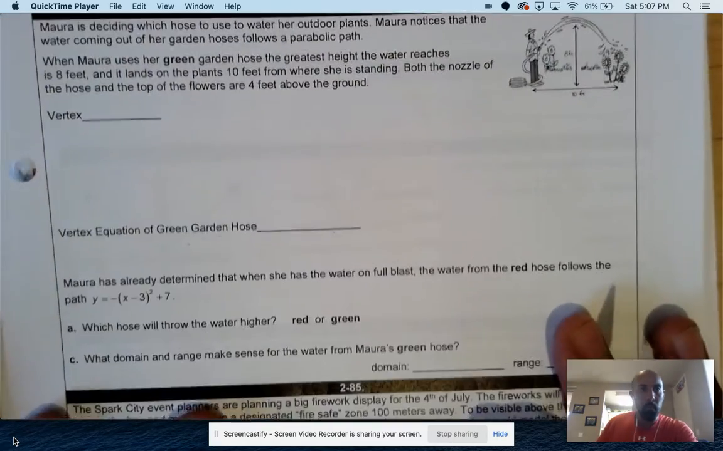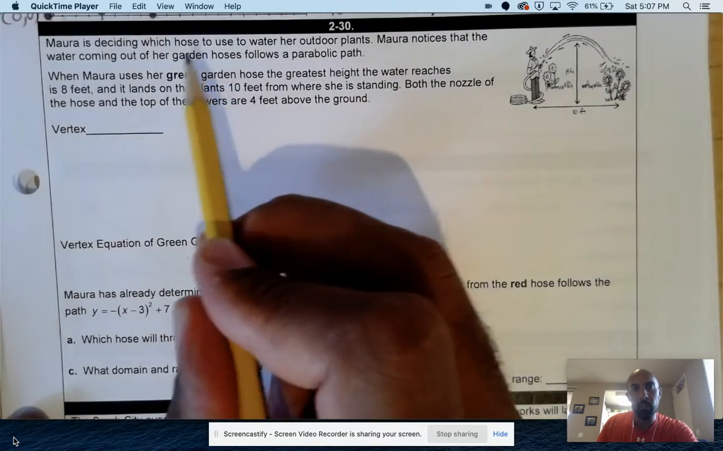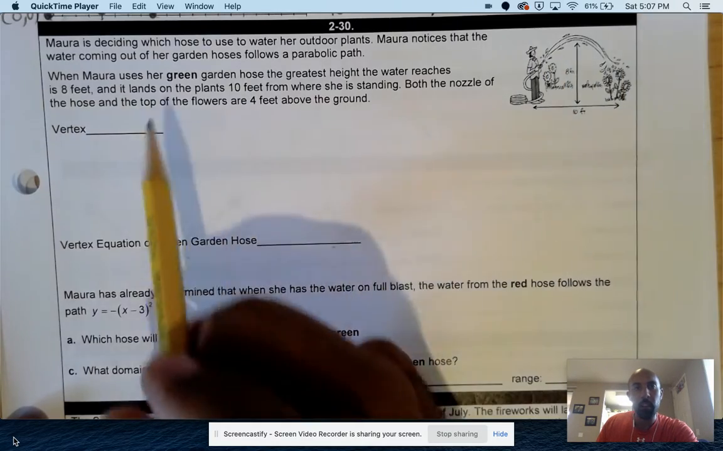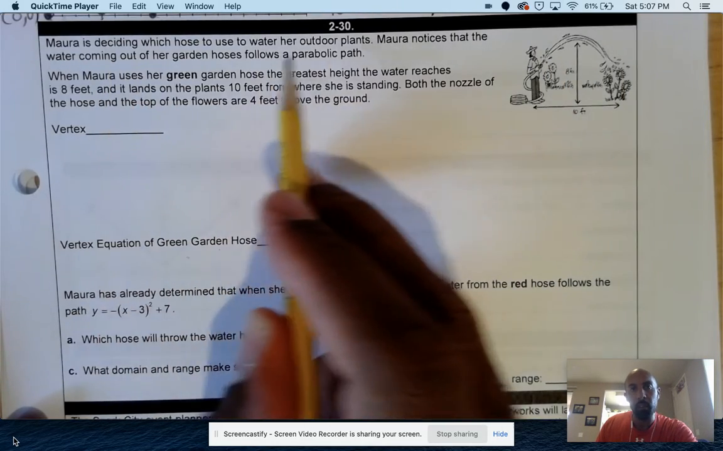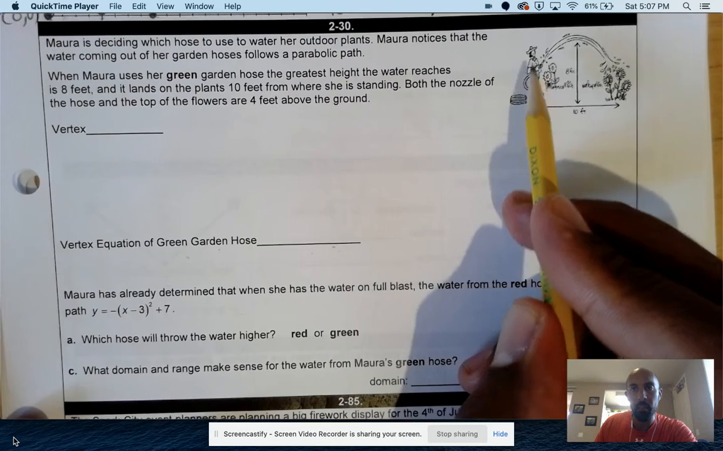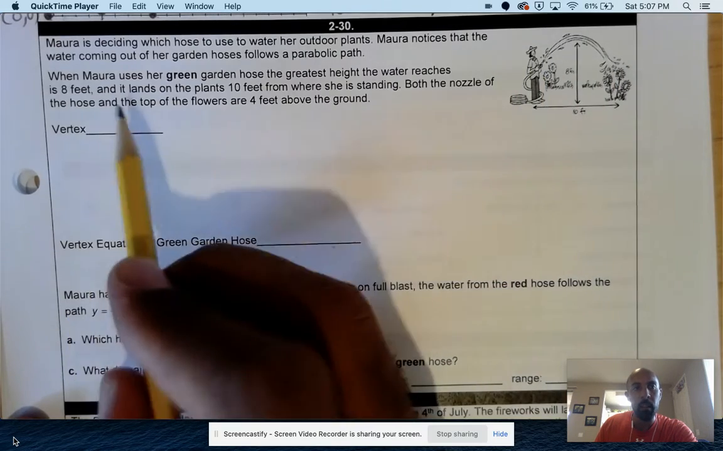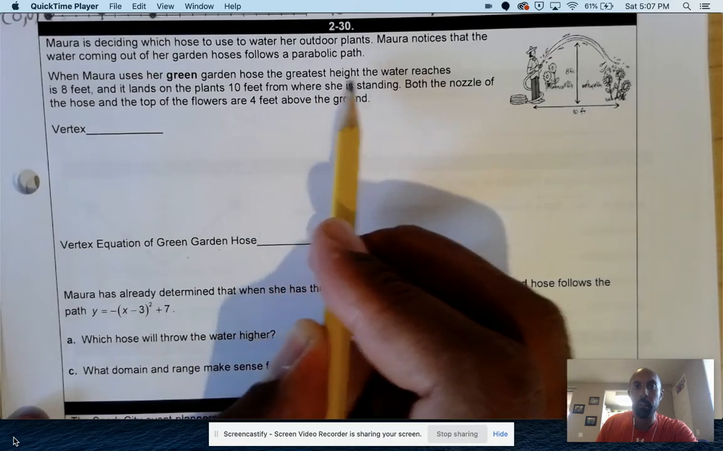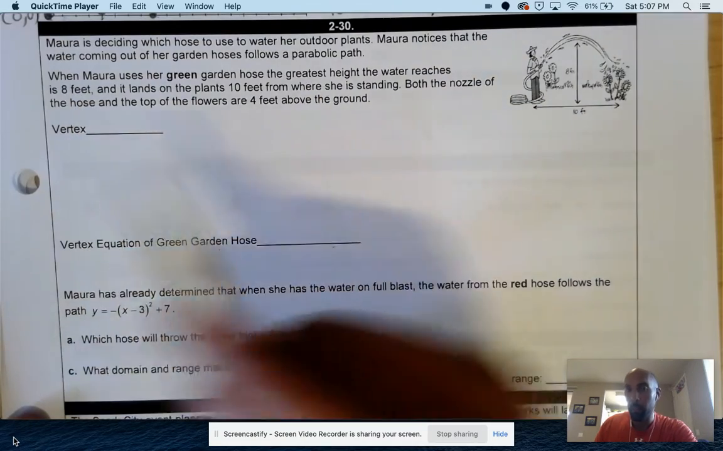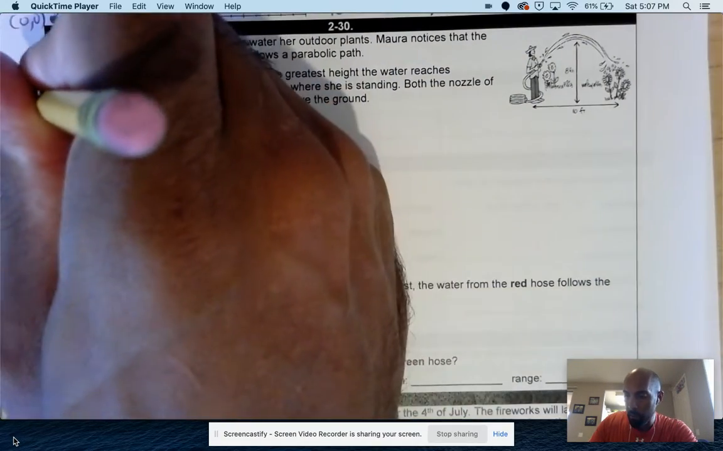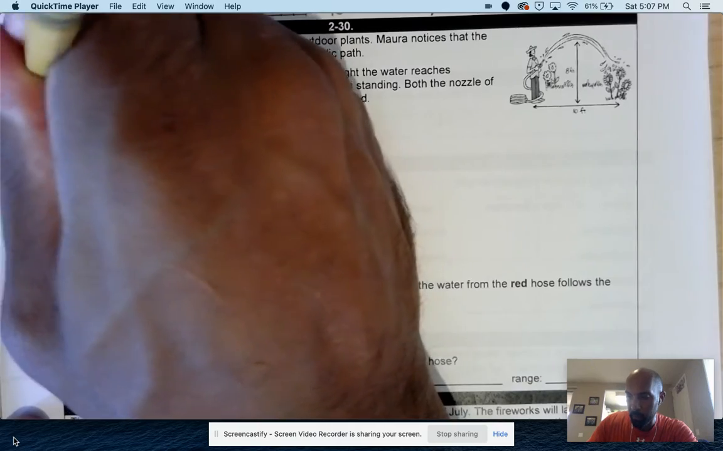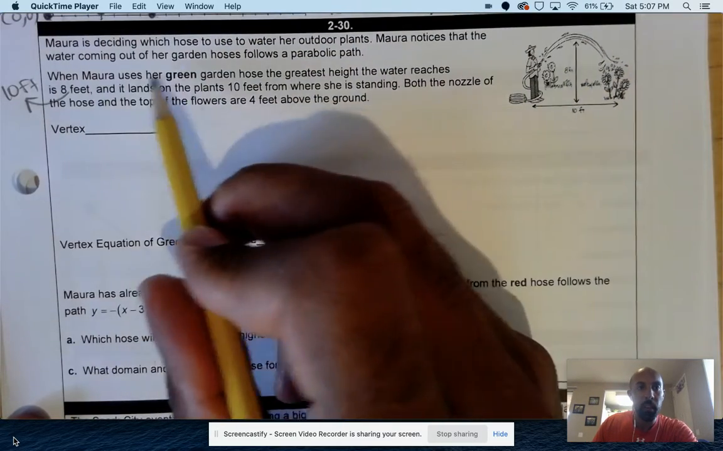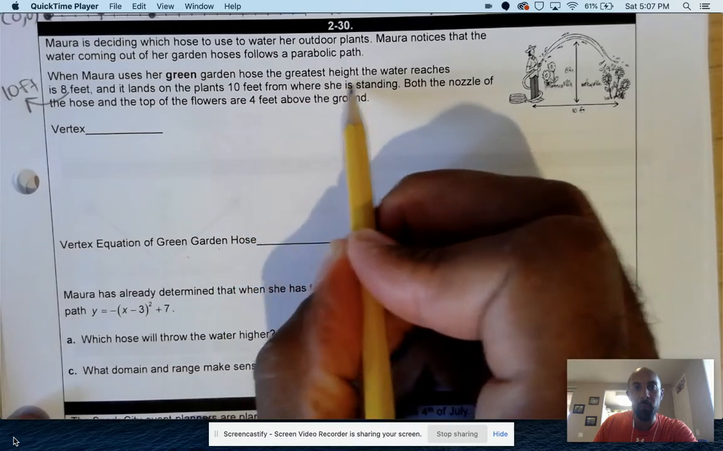Okay, so now the next one with Mara. She's deciding to use a hose to water her outdoor plants. So here's Mara. She's watering her plants, and she notices the water coming out of her hose follows a parabolic path, or in other words, it's shaped like a parabola. When Mara uses her green garden hose, the greatest height of the water reaches 8 feet. Okay, so in our case, I'm going to use 10 feet instead. I'm going to say that this height right here is 10 feet, going up and down, and it lands on the plants 10 feet from where she's standing.